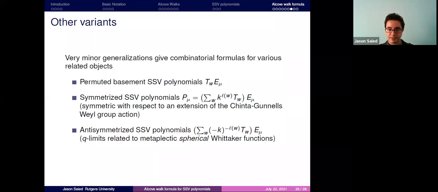Right? Chinta and Gunnells were studying these Whittaker functions, and they produced this interesting Weyl group action that Sahi, Stokman, and Venkateswaran wanted to understand. And what they did is they invented this DAHA action, the one that gives us SSV polynomials, in order to explain the Weyl group action. So it's very natural that using that DAHA action to create polynomials will give you something Chinta-Gunnells symmetric. And we can write this formula down explicitly, just like the symmetric case in the Ram and Yip paper.